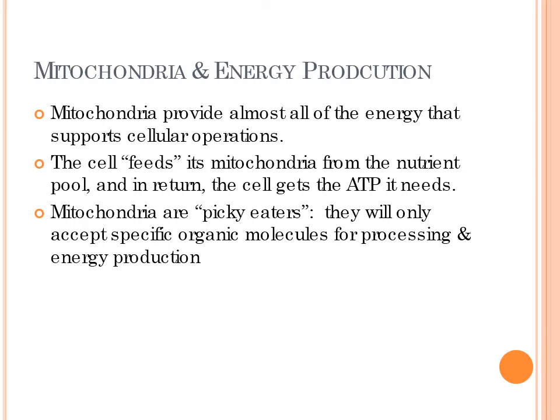Like I said, most of our ATP is generated within the mitochondria of the cell. The cell feeds the mitochondria with items from the nutrient pool. It's a very picky eater though, so it needs very specific and small organic molecules that it can then process and create ATP from. So we're going to look at what different molecules can go through the Krebs cycle and therefore produce ATP.